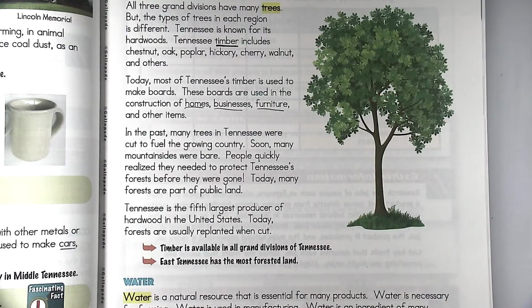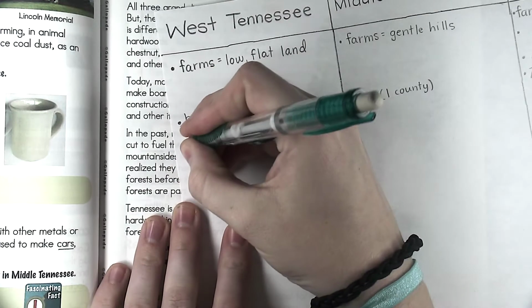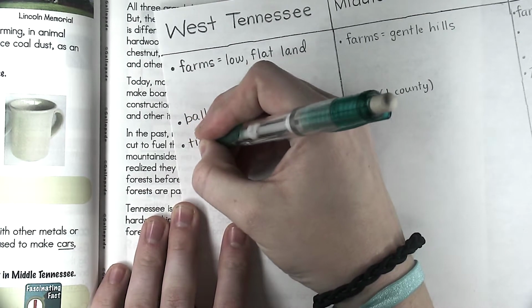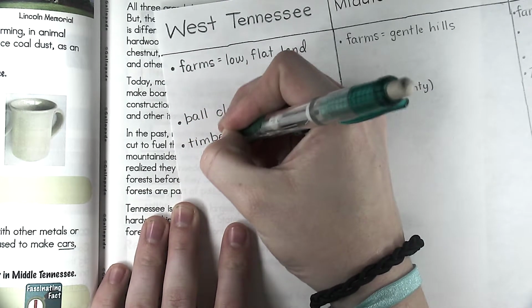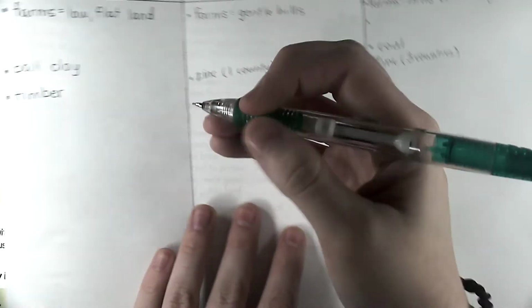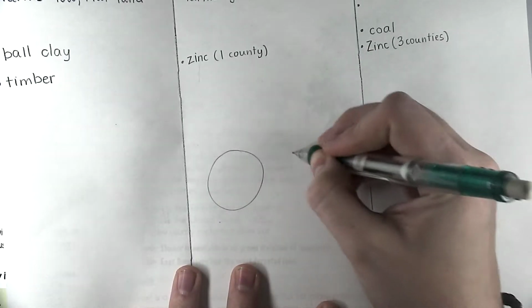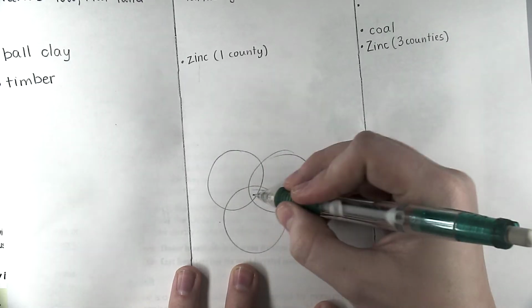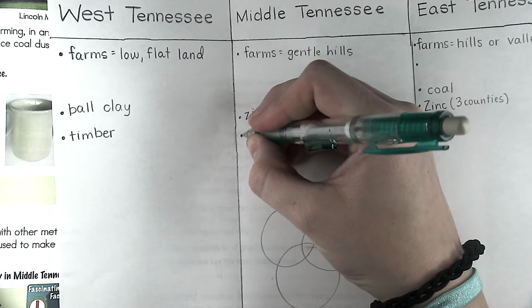So we're going to go ahead and write down that timber is used in all three. So if we had a Venn diagram with the three circles, now I'm just going to draw them real quickly. You will not draw them. We could put timber in the middle because it is what all three of them have in common.